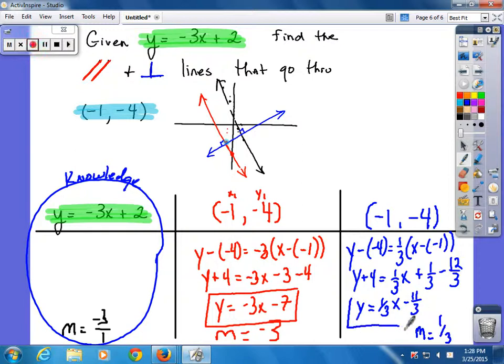And your equation for your blue line is 1/3 x minus 11/3. Well, that's negative 3 and 1/3. 1, 2, 3, and then that's 4 right there, 1/3. Yeah, close.